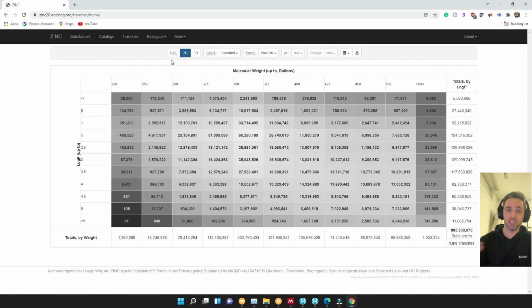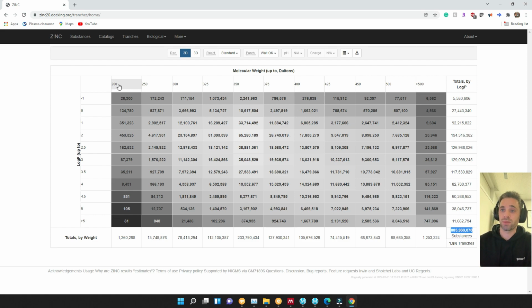So tranches just shows us all of the available compounds in this database, which is right down here: 885 million compounds. That is a lot. We're not going to dock all 885 million compounds. There are ways we can screen for compounds that we do want and that we don't want.